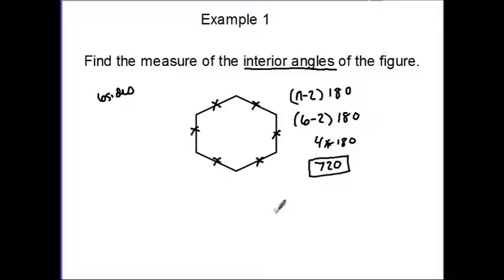Do you have any idea why that formula works? Well, let's explore it really quickly. If I look at all diagonals stemming from one vertex, I have 1, 2, and 3 diagonals. Those 3 diagonals form a total of 4 triangles. Each triangle we know is going to equal 180 degrees. So 180 plus 180 plus 180 plus 180 is why we have 720 degrees.